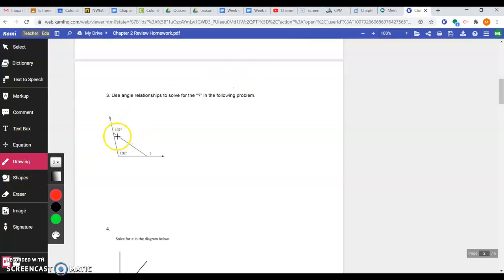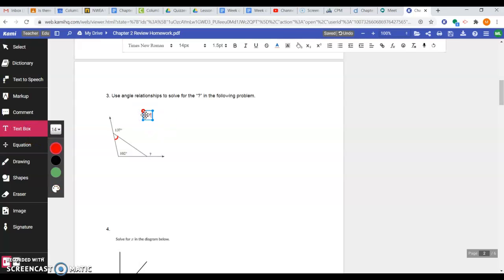Now, what we need to do first is find this angle right here. But what I can tell is 137 and this angle here create a straight line. They have a supplementary relationship. So what I can do is 180 minus 137, and I can get what that remaining angle would have to be. And what I get there would be a 43-degree angle. And so I know this angle right here, this red angle, is 43.